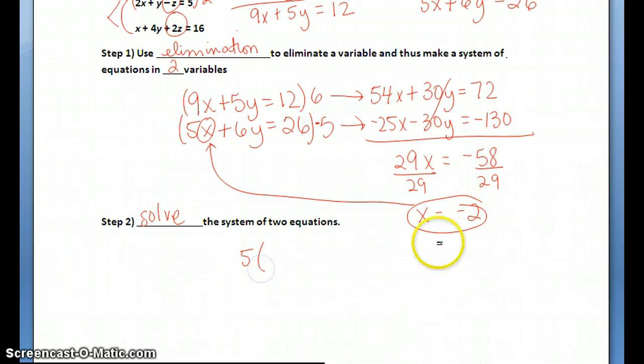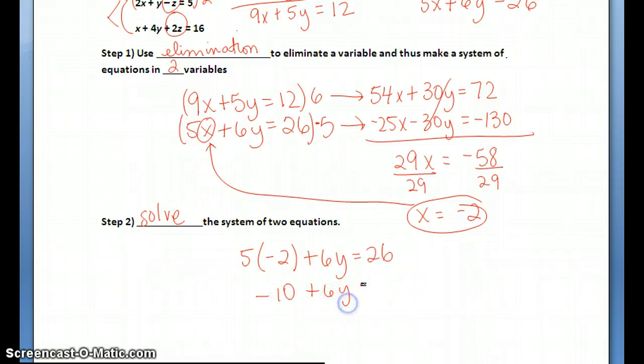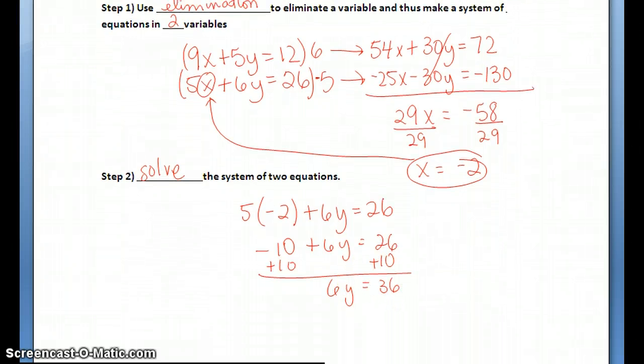So I'm going to take my negative 2 for x, plug it into this equation, and when I do, I get negative 10 plus 6y equals 26. And then I'm going to add 10 on both sides, and I get 6y equals 36. And then if I divide by 6, I'm going to get y equals 6. And now I've got the y part of my solution.